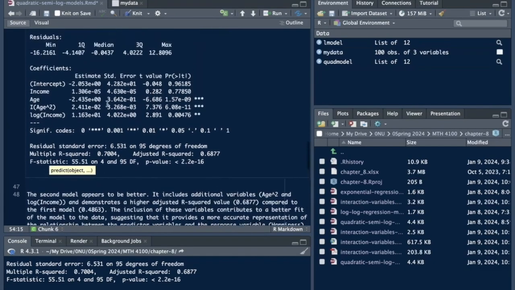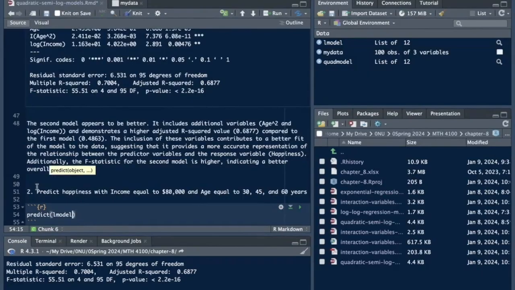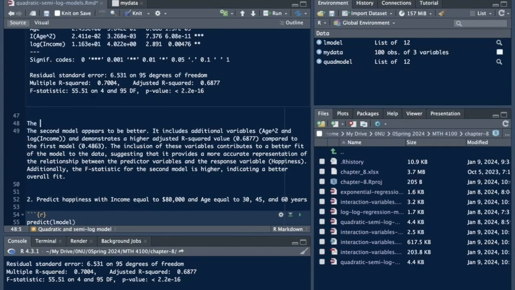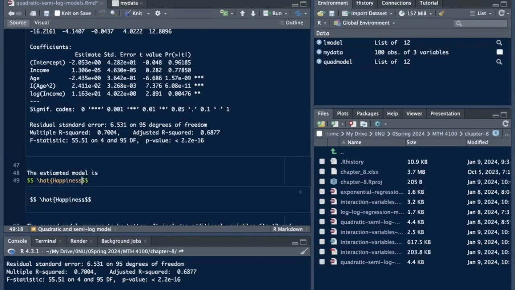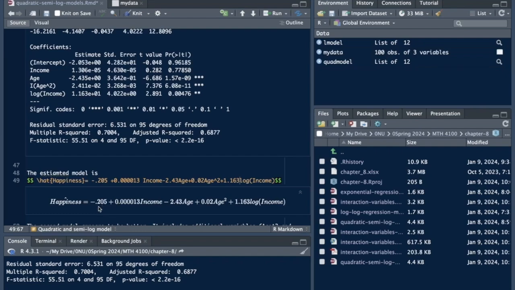Let me say something by the way. Let me write the estimated model, happiness hat. Let me type this. So this is the second model. We have negative 0.2 plus 0.000 times income minus 2.4 times age, etc., age squared, log income. So these are the estimates, the values of the b's. So this is my estimated model.